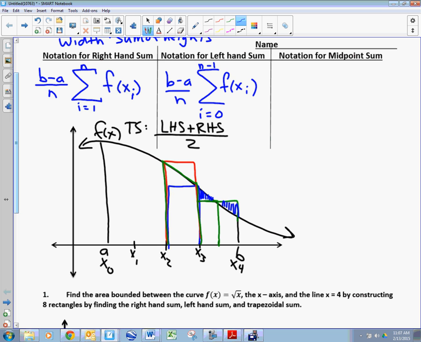Okay, so really what happens is you average these two pieces, and that's what you evaluate. So, sum up f of the quantity x sub i plus x sub i plus 1, we divide that thing by 2.